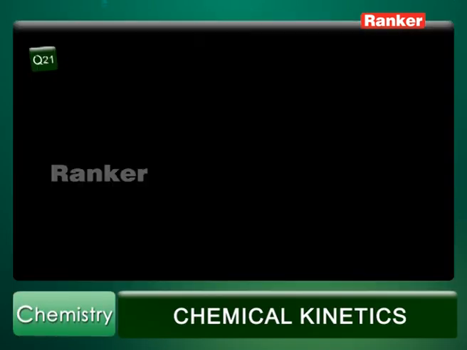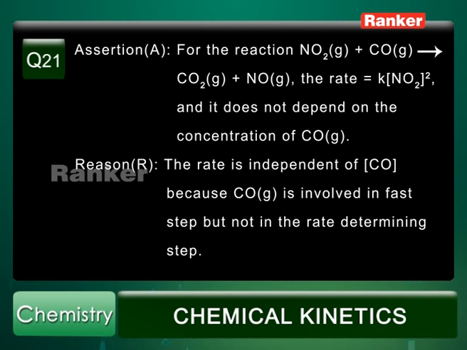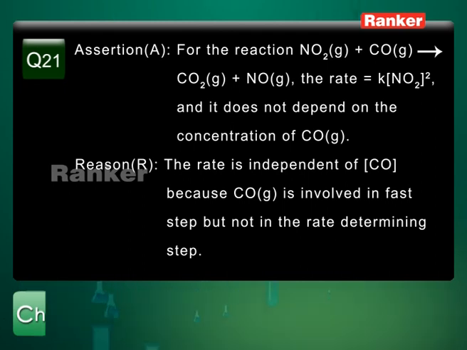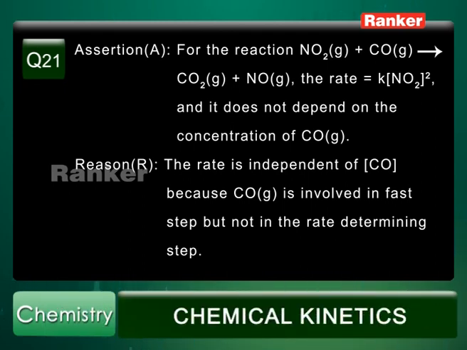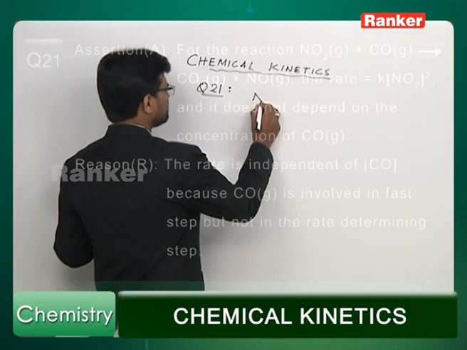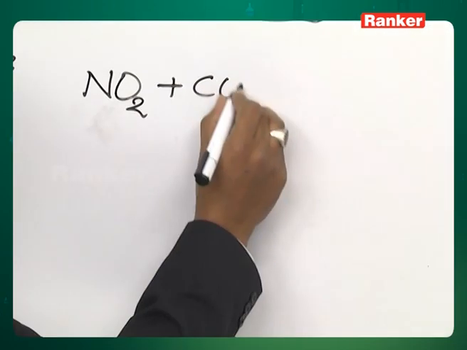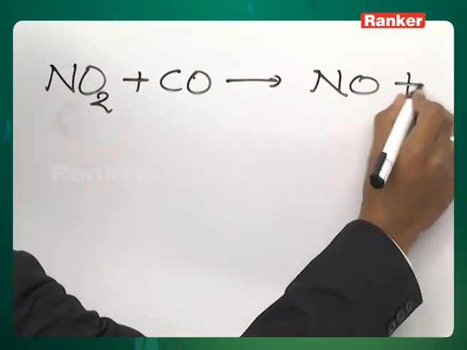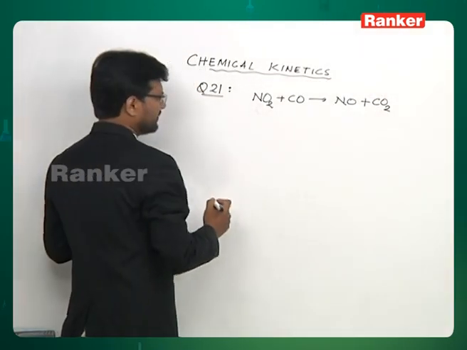Question number 21. The assertion is for the reaction NO2 plus CO gives CO2 plus NO, the rate is equal to K into NO2 squared, and it does not depend on the concentration of carbon monoxide. Rate depends upon the concentration of NO2, but it does not depend upon the concentration of carbon monoxide, another reactant. Reason: the rate is independent of CO because CO is involved in the fast step but not in the rate determining step. Let's write the mechanism. NO2 plus CO gives NO plus CO2. The reaction takes place like this.